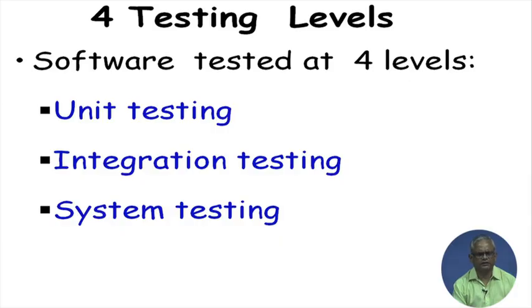The answer is that even though the different units may be working all right, when we integrate them, they may not be interfacing all right. For example, the specific set of values may not be getting interchanged properly. So, integration testing is done after unit testing, and we check whether the units are working together well. And then finally, system testing, where all the units have been integrated and tested against the specification to check if the software is working as specified.